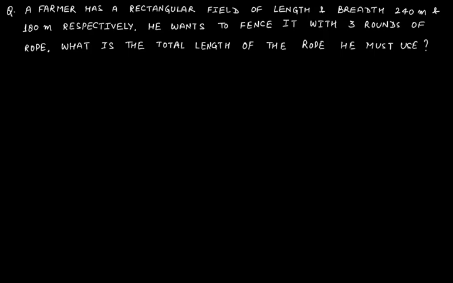So the farmer has a rectangular field of length 250 meter, breadth 180 meter. He wants to fence it with 3 rounds of rope, a rope, and by rounding it 3 times. What is the total length of the rope he must use?